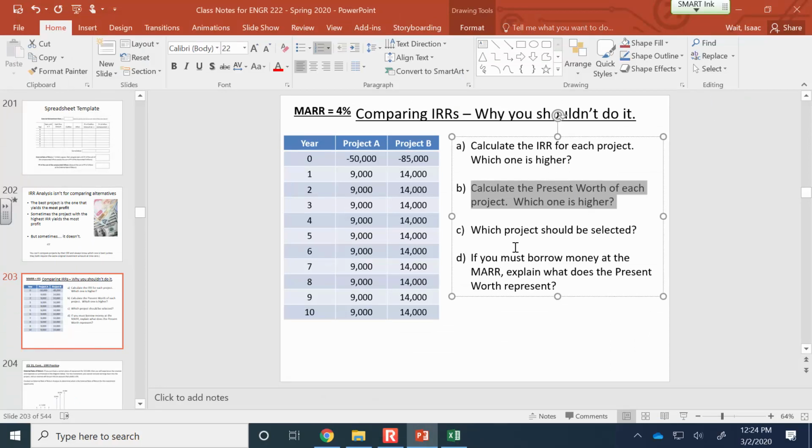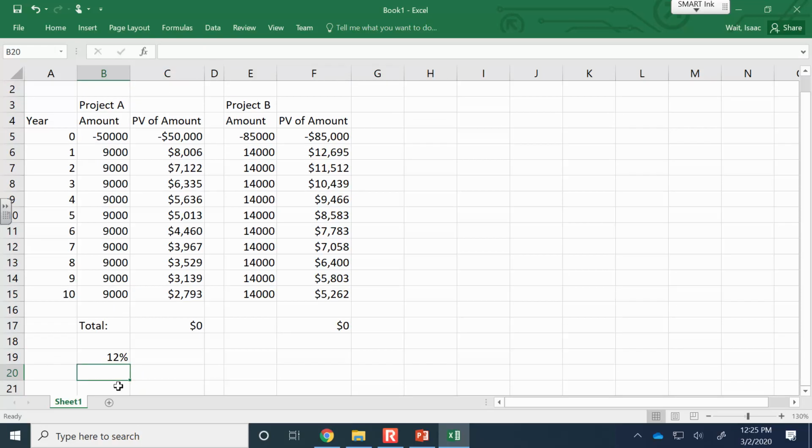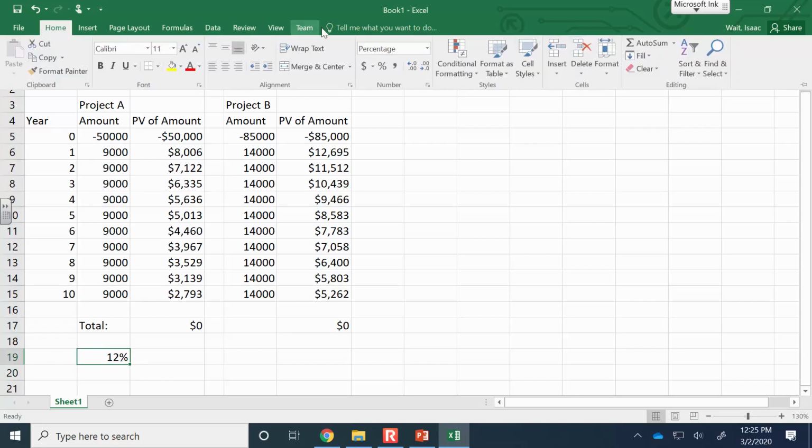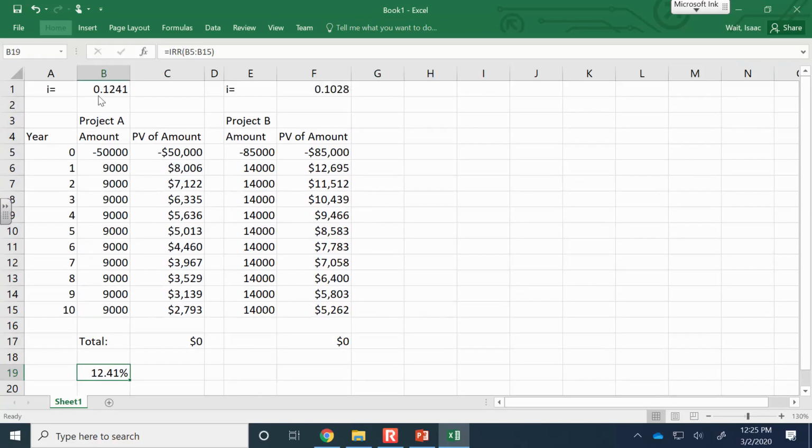Okay, which project has the higher internal rate of return? Well, according to this, project B has the better internal rate of return. And just remember that we can also do it the easy way. The easy way to find the internal rate of return is just equals IRR, and then you put in the original cash flow, not the present value of the cash flow, but the original cash flow, and it'll calculate that same 12.41 that we got the long way.